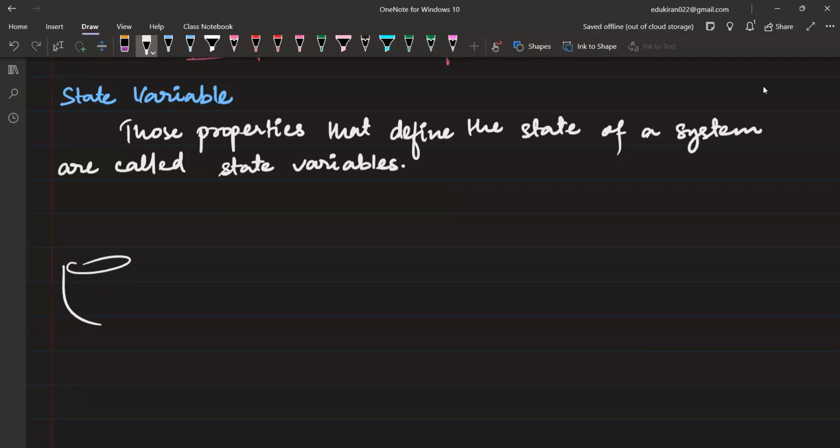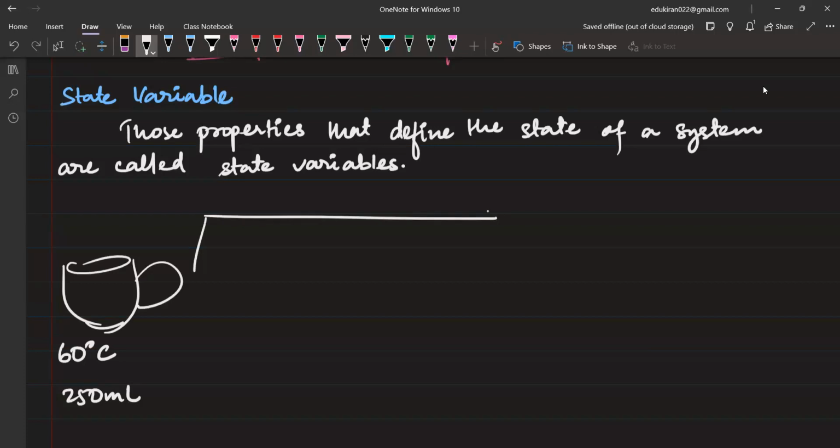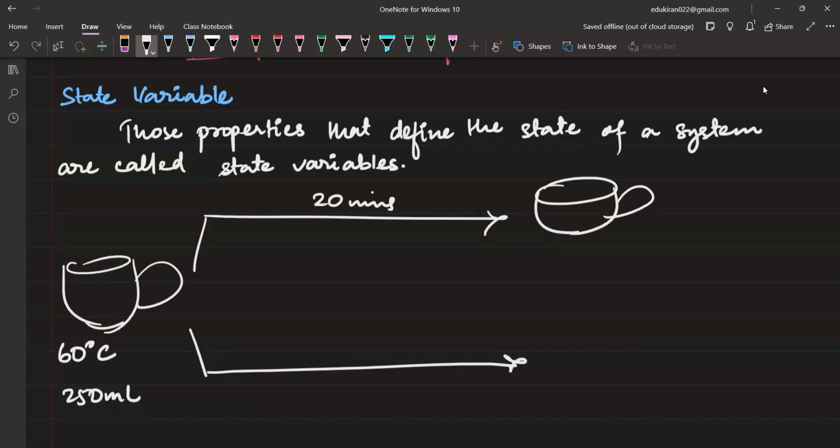For example, let us suppose you have tea or coffee, fine. Tea or coffee थोड़ा सा गर्म है, तो it is at 60 degrees Celsius और यहाँ पे it is 250 ml, fine. Now let us suppose there are two different scenarios which are happening. ठीक है, एक क्या हुआ, after 20 minutes, what you see here, you see here that the cup is here as it is, but the volume has increased. That means 300 ml हो चुका है, let's suppose, and the temperature has been reduced to 25 degrees Celsius.